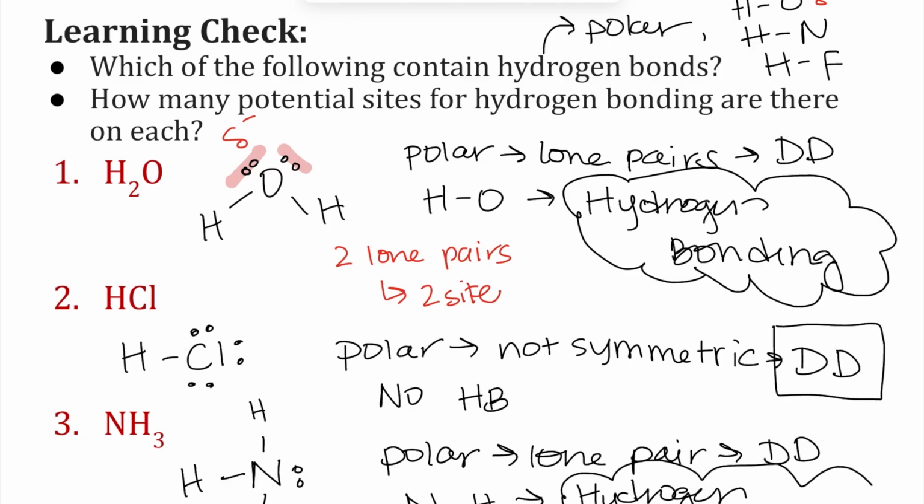And how many sites of hydrogen bonding are there? Well, we need to look at how many lone pairs are on our central atom. Nitrogen has one lone pair, so it is going to have one site for hydrogen bonding. That is one place that our nitrogen, which is going to have that partial negative, is going to be attracted to those partial positive hydrogens from a different molecule.